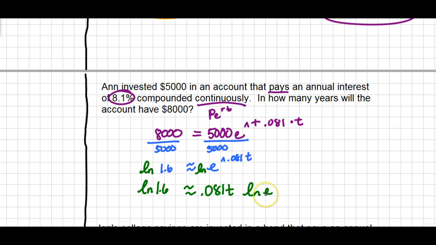And I know that the natural log of e is going to be a 1. So I'm just going to ignore the natural log of e because that's just a 1 there and I don't need that anymore. Now to get the t isolated, I would just need to divide by 0.081 on both sides. So I'm going to type in natural log of 1.6 and then divide it by 0.081. I don't need to divide by natural log of e. If you decide to do that, all you're doing is dividing by a 1, which is an unnecessary step. There's no harm in doing it, it's just an extra step that you don't need. When I do that, I get about 5.8 for t. If you round that up, that's going to be about 6 years.